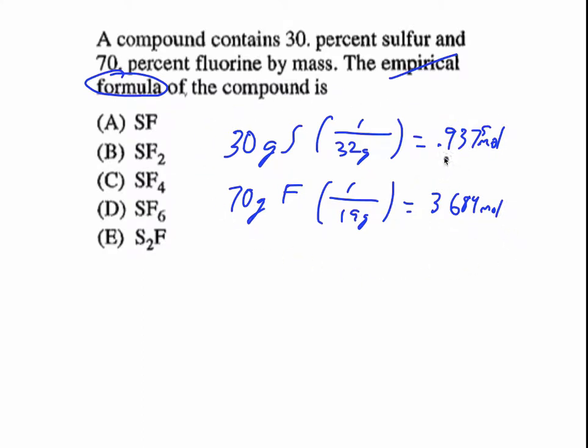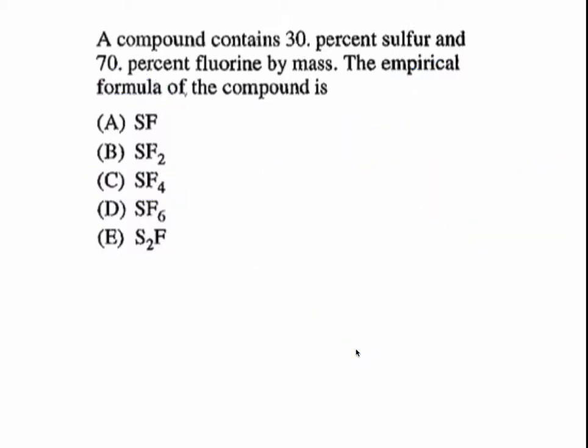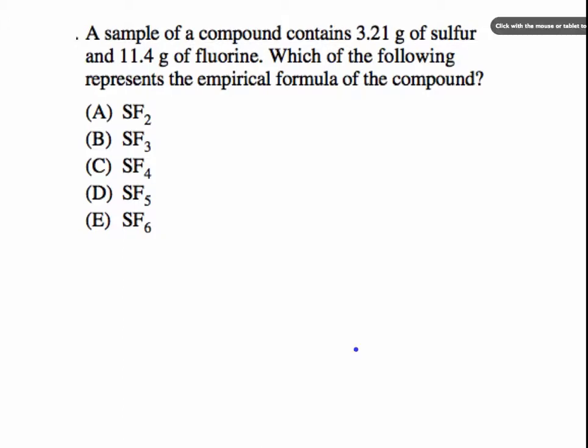Okay. Divide by small. So I'm going to divide this by 0.9375, and that's going to be 1. And I'm going to divide this by 0.9375, and that's going to be 4. So my formula is S1 F4, and the answer is C. And then I could go on and draw the Lewis structure for this if I wanted to, and we're going to be doing that in class. Wink, wink. Next one. Percent to mass, mass to moles, divided by small, times to whole.